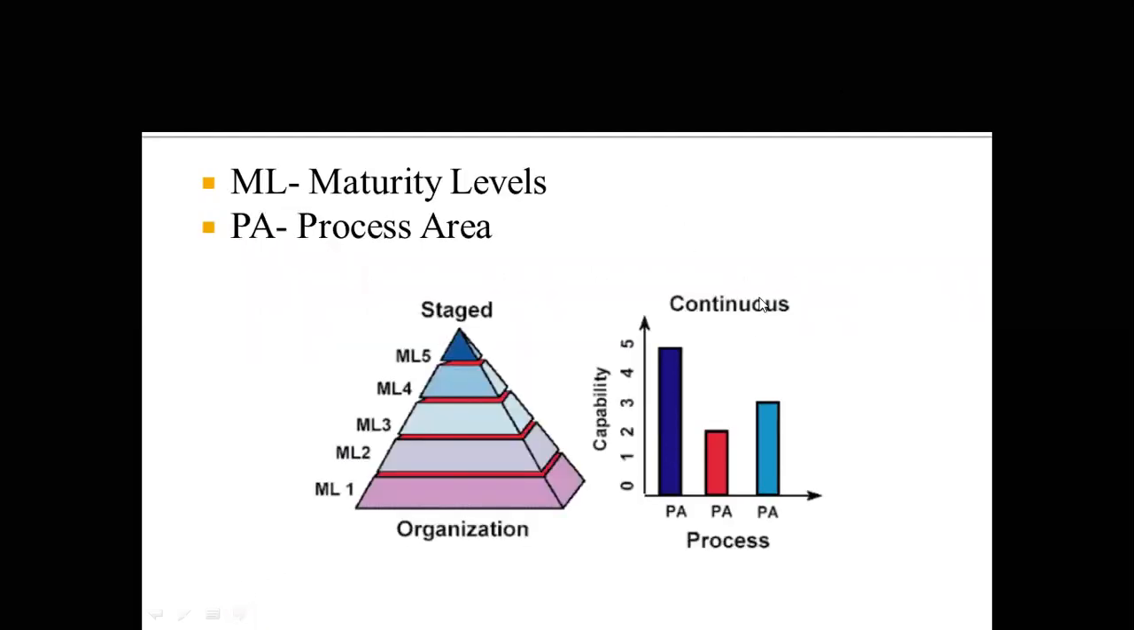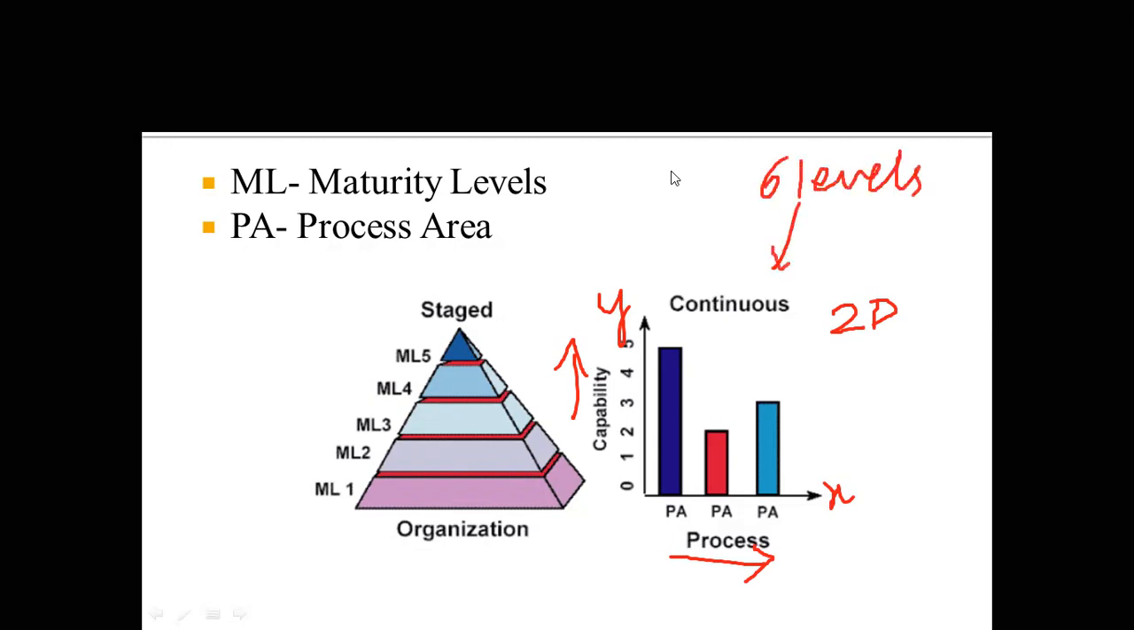Now, in this, the right side of the diagram is your continuous model. The continuous model is a two-dimensional model, where you've got your x-axis and y-axis. That is your 2D representation. On the x-axis, you're going to have processes and you're going to have capabilities on the y-axis. You can see that the capabilities here are numbered as 0, 1, 2, 3, 4, 5. That is, there are going to be 6 levels in the continuous representation. Each and every process area can achieve any level of capability.